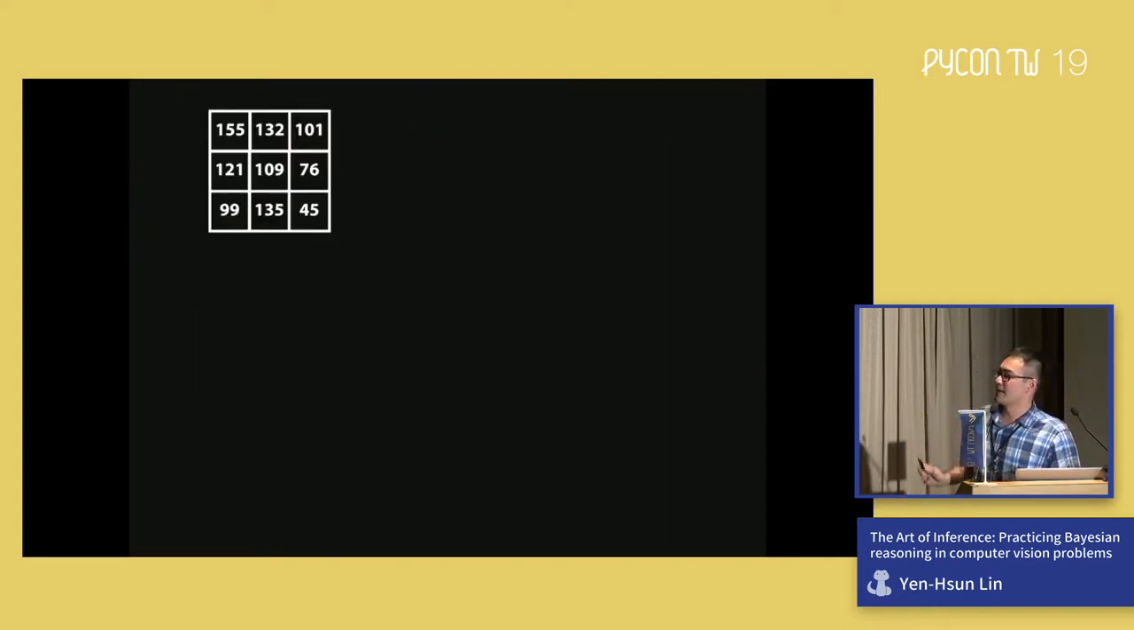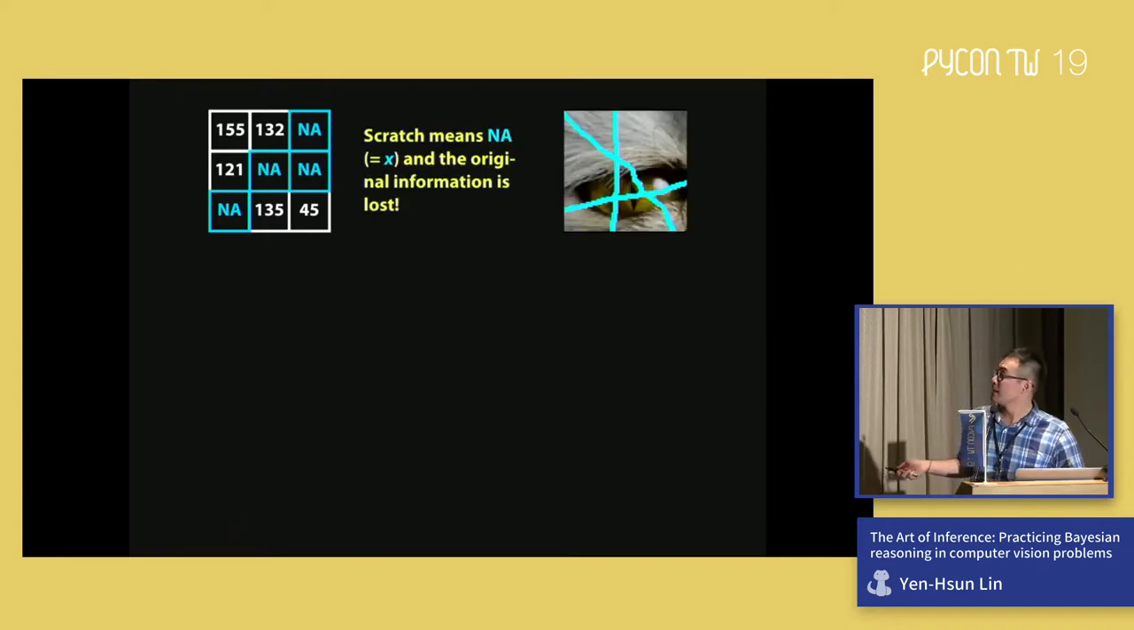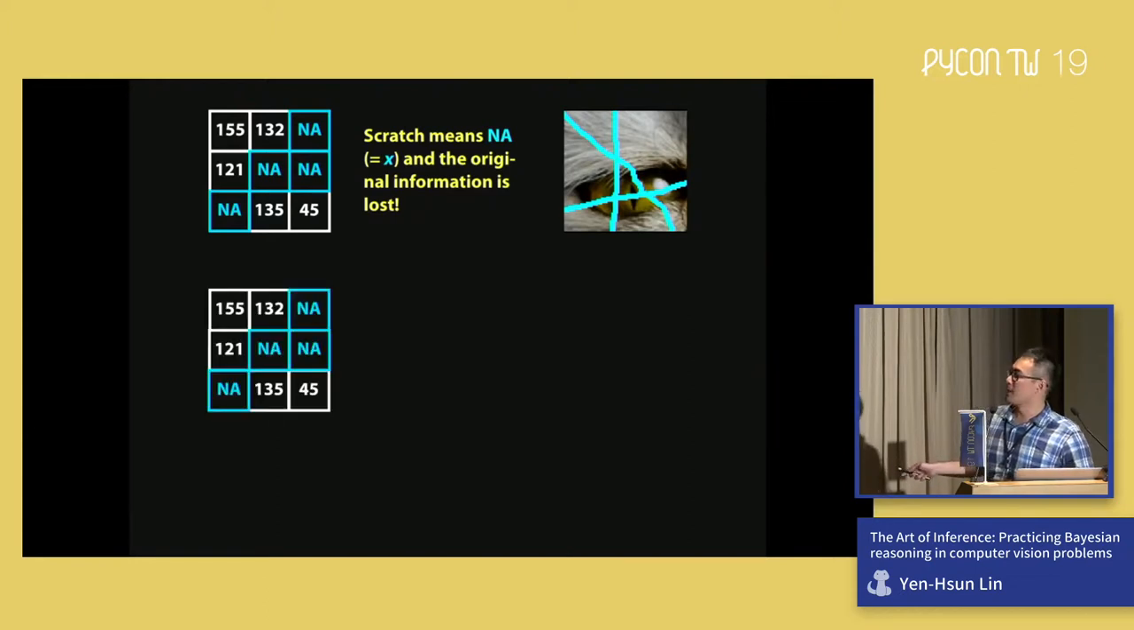Again, we have our 9 pixels here aggregating together. This is the original information. By scratching these pixels, they actually become NA, which means not available. A scratch really means that the information of the original pixels is lost, so it cannot be seen at this moment. So we use X, where X means unknown, to denote such a scratch here. I use this light blue to indicate that such a region is already scratched. The goal is to restore the possible information that the original contained in this NA region.